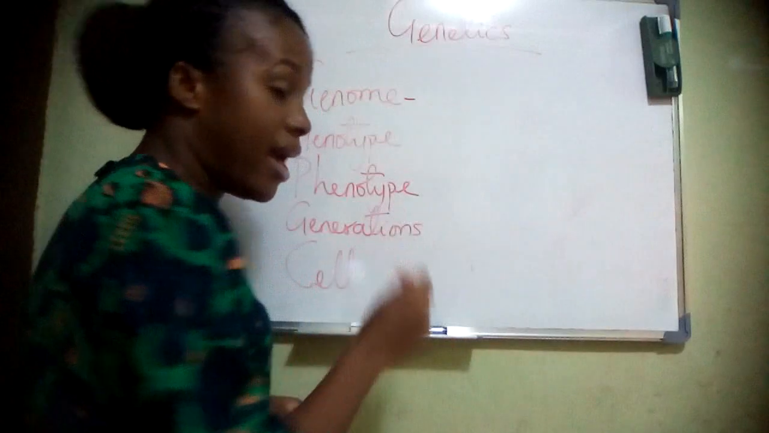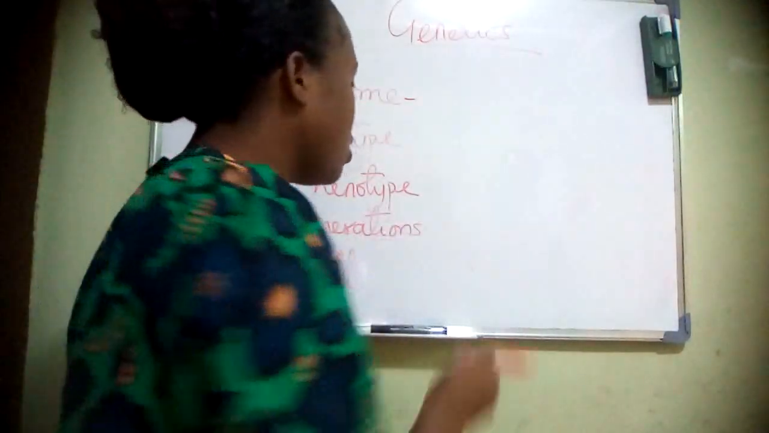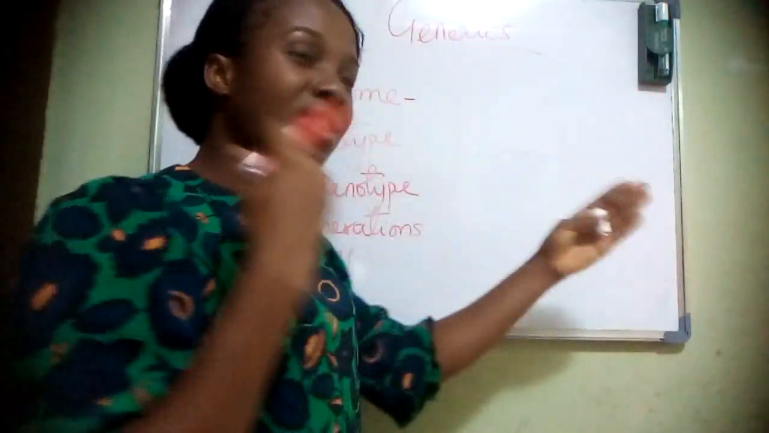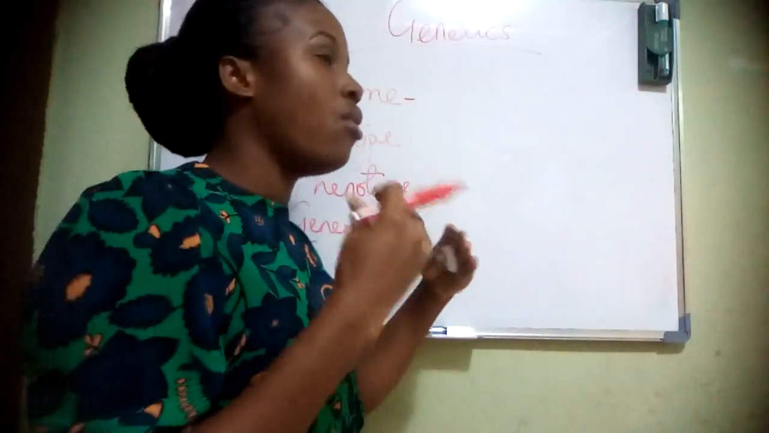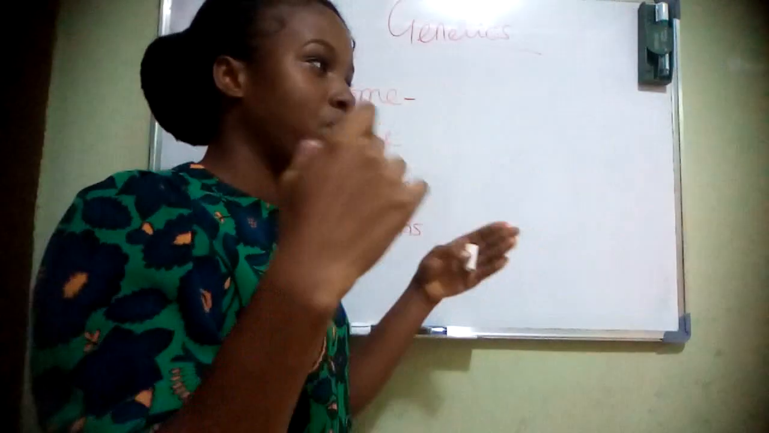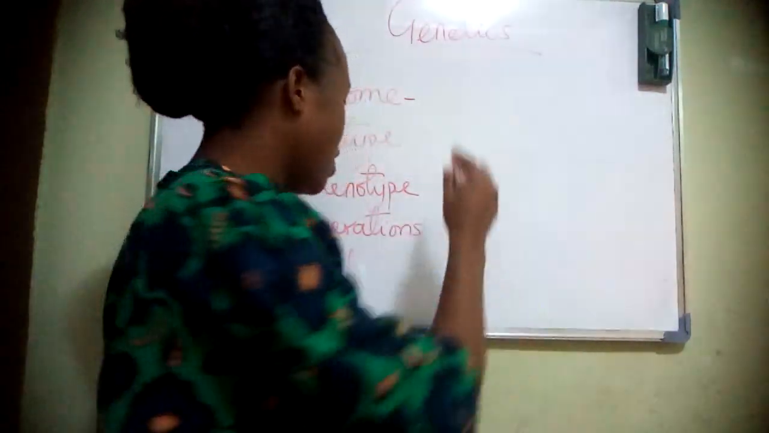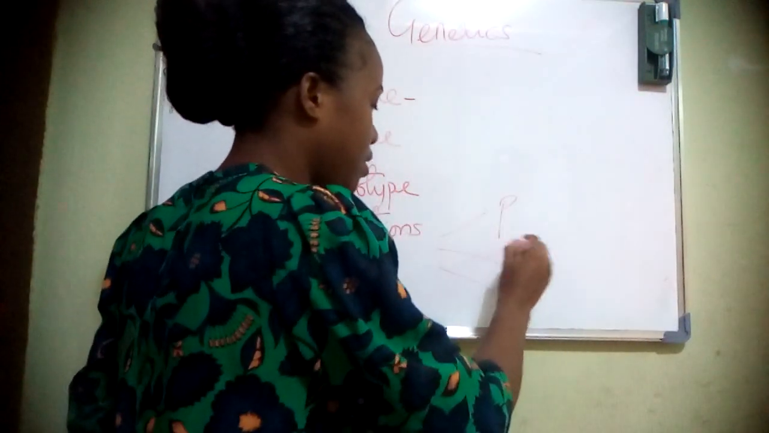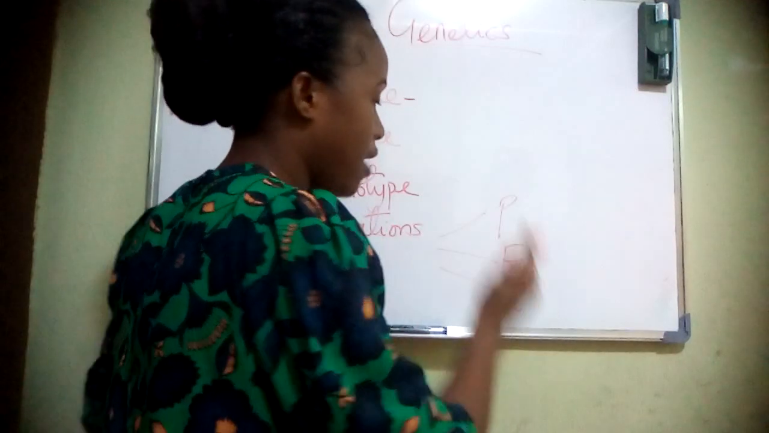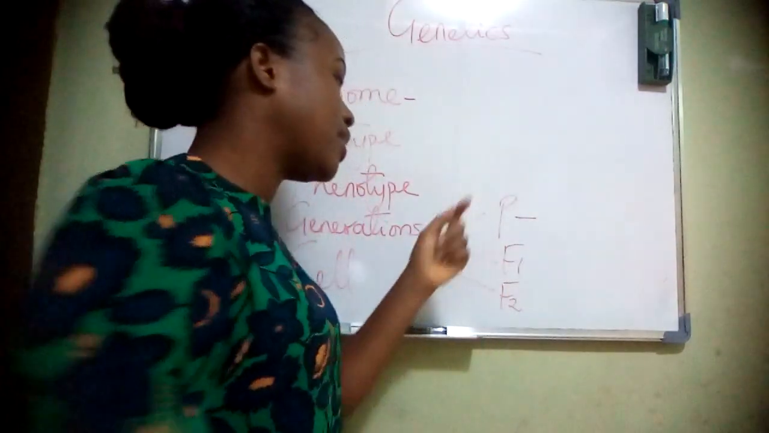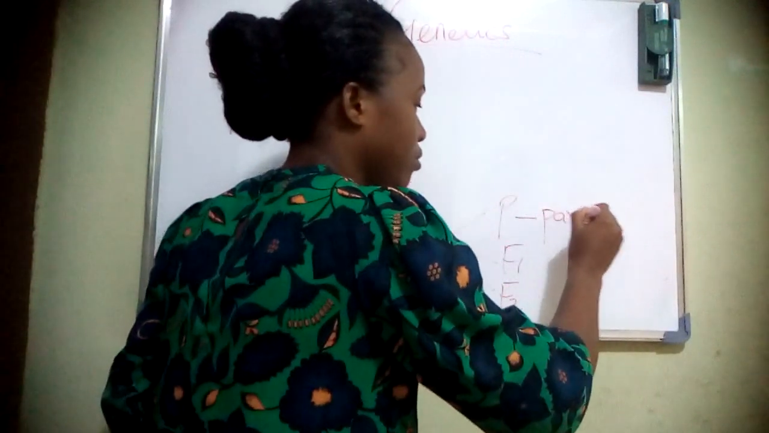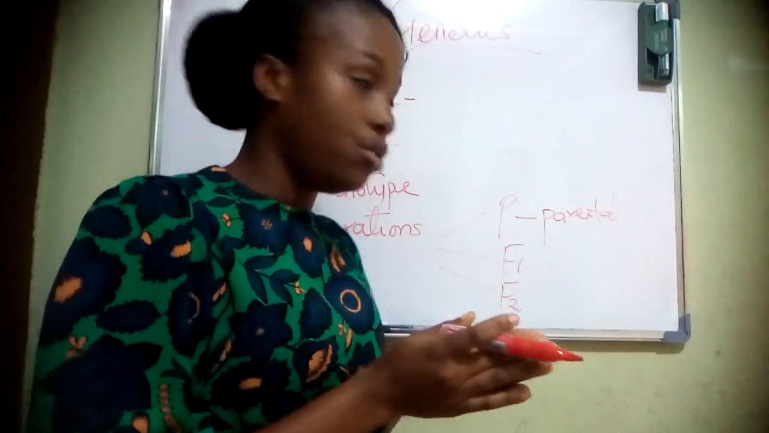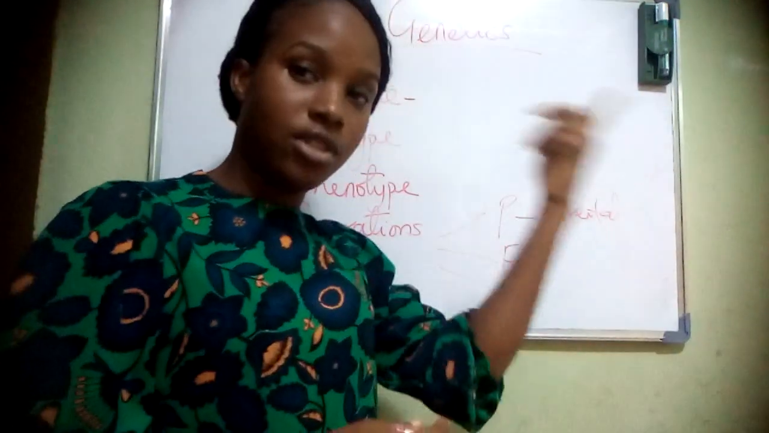So next we have generations. Generations are the organisms that, let's say, belong to a particular period of time. For instance, we have three generations. We have P, F1, F2. The P generation stands for the parental generation. Those are the organisms that you bring and cross, or you mate to get the next generation.